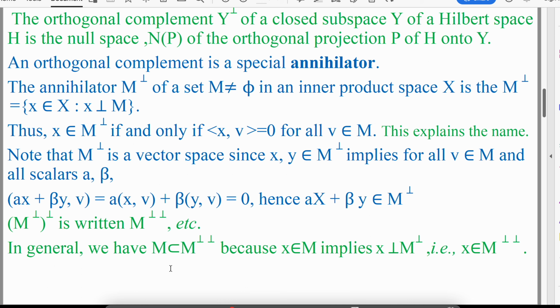In general, M is a subset of the orthogonal complement of its orthogonal complement, because x belongs to M implies x is orthogonal to the orthogonal complement of M. It means x belongs to this.